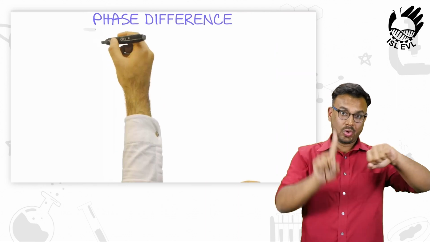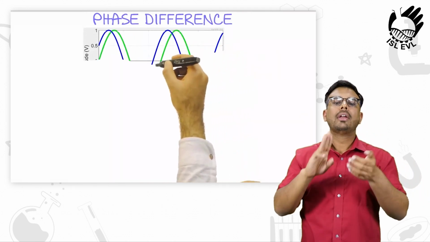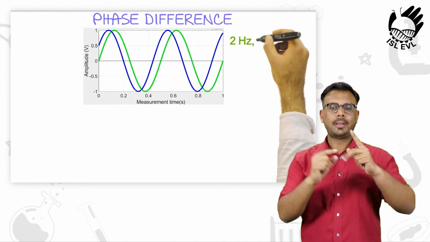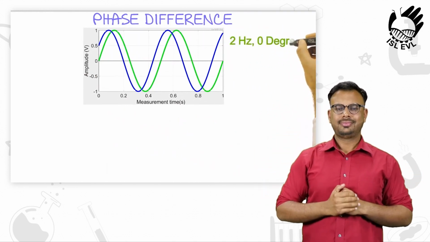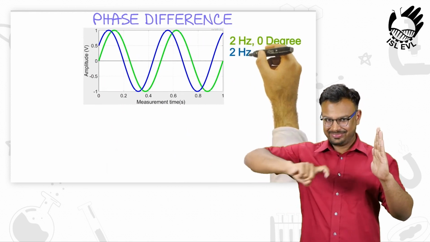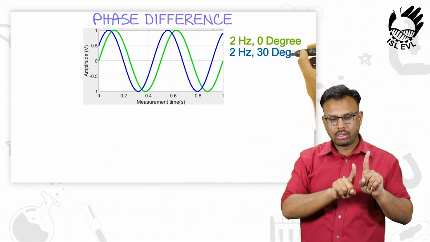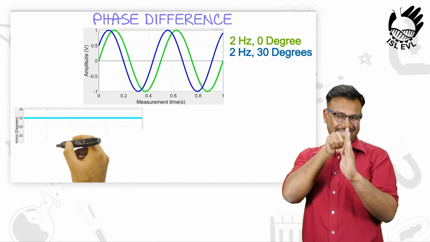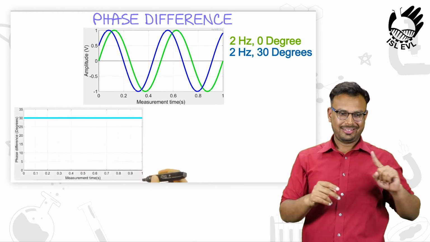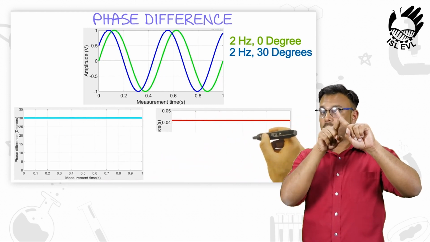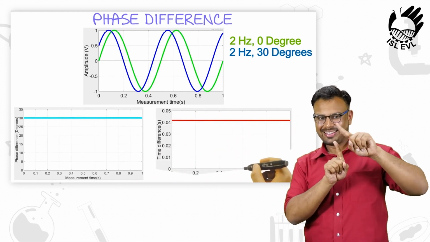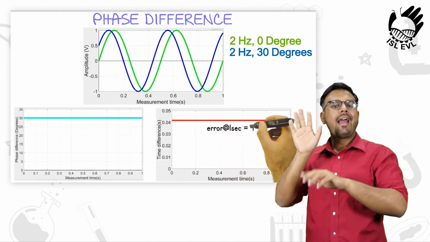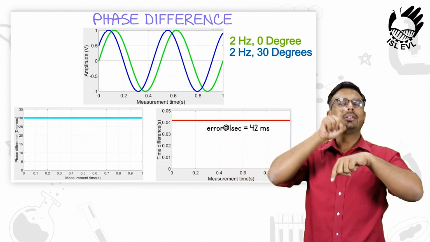Now let's see the effect of phase difference of oscillator on a clock. If the two oscillators generate signals at same frequency of 2 Hz, but if they start at different timings, which is called the initial phase difference, let's say 30 degrees, then the phase difference between the two oscillators remains constant forever and thus the time difference. We can see here that the clock is running 42 milliseconds faster for every 1 second and it will be 42 milliseconds forever.